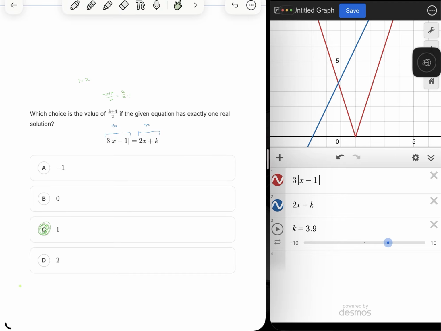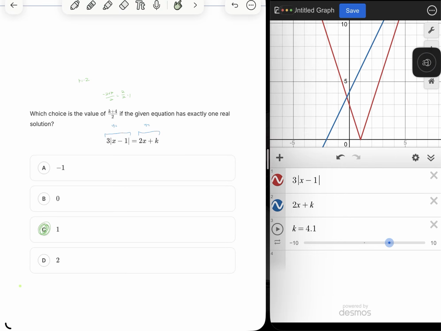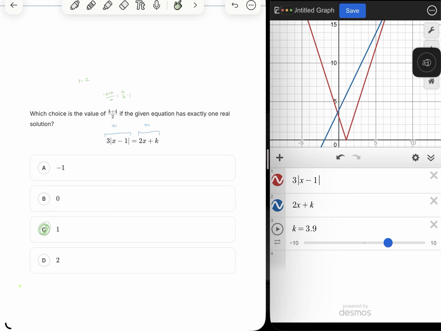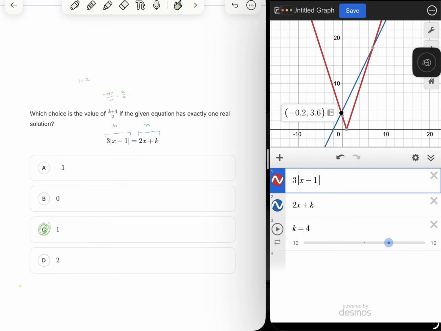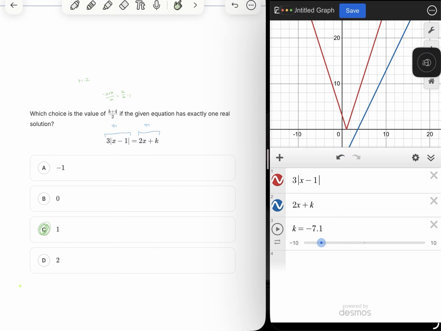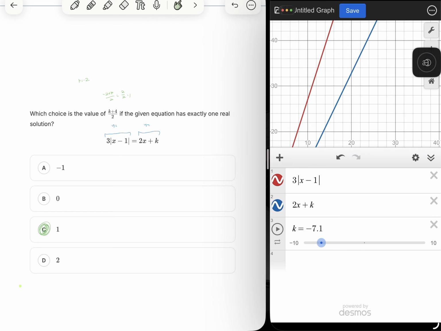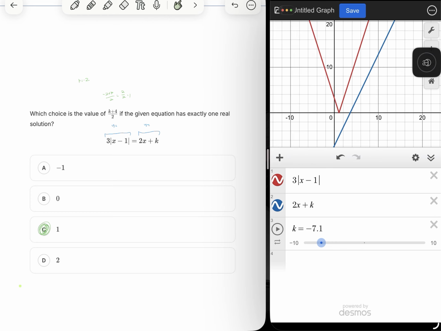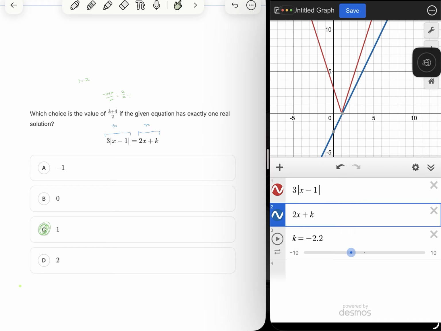For example, if k was 4, you would see that there are two solutions, because it intersects at 2 points. If k was -7, you'll see there are no solutions. But as soon as k reaches -2, right here, it locks onto that single point of that absolute value function.